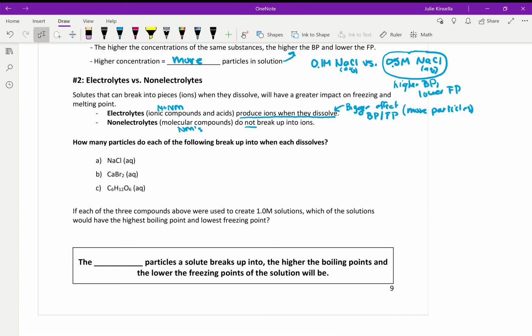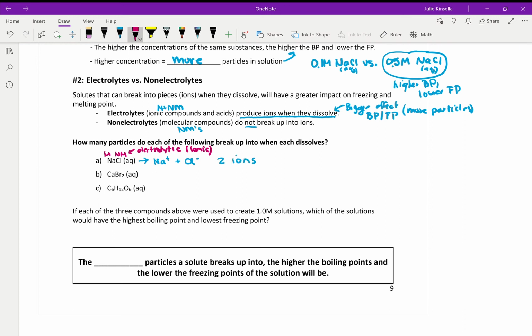So let's go through some of these examples. How many particles do each of the following break up into? So if we check NaCl, Na is a metal, chlorine is a non-metal. So we know then that this would be an electrolyte because it's an ionic compound. So that means that it would break up into ions. And not that you are going to have to be able to write this out, but just so you can see, you have your sodium ion, and then you have your chloride ion. So this breaks up into 2 ions.